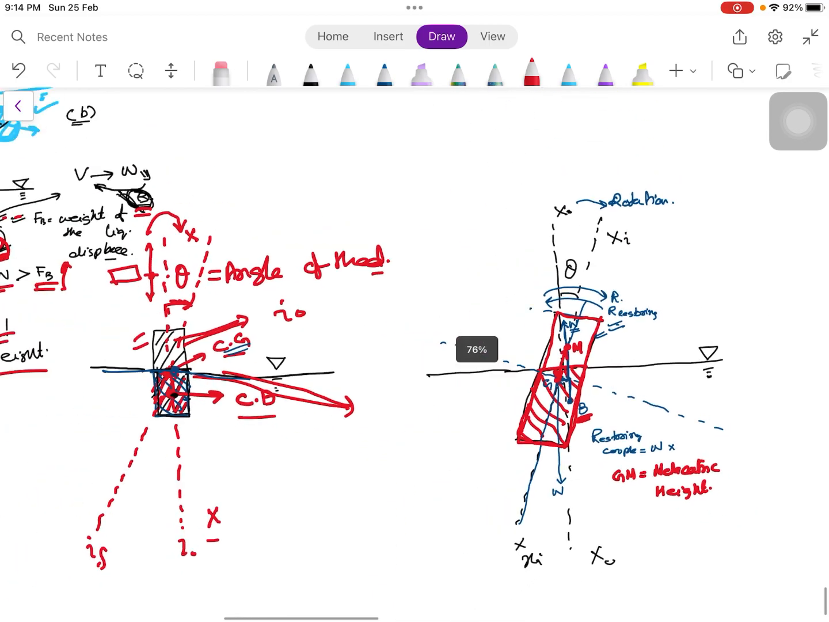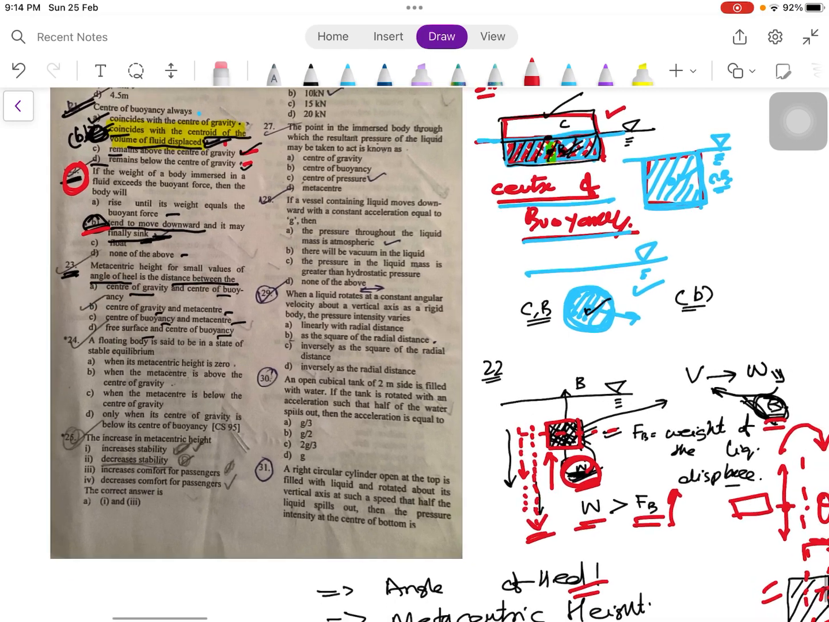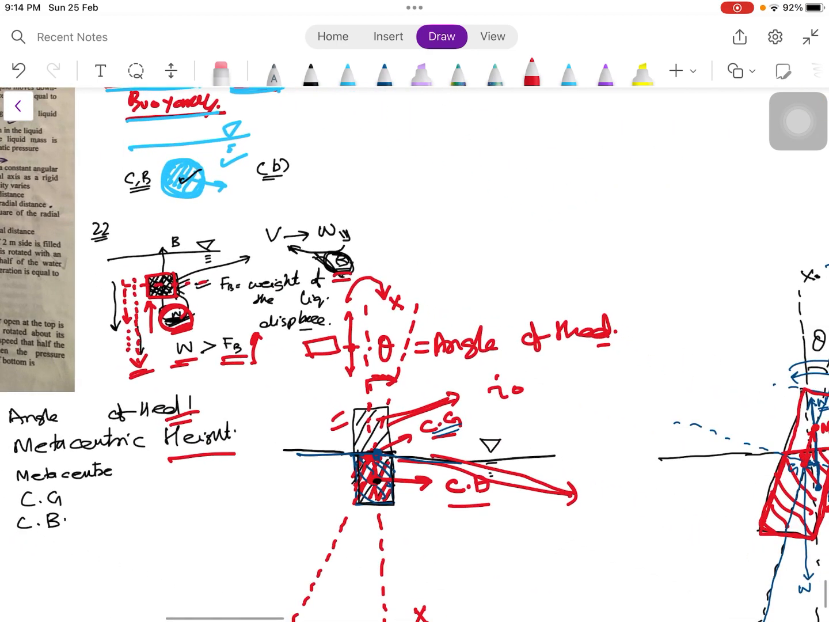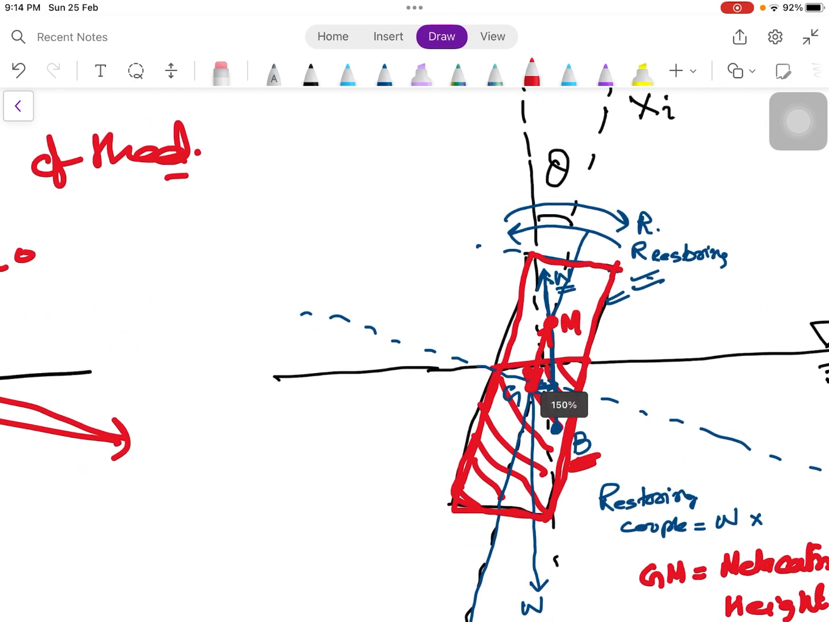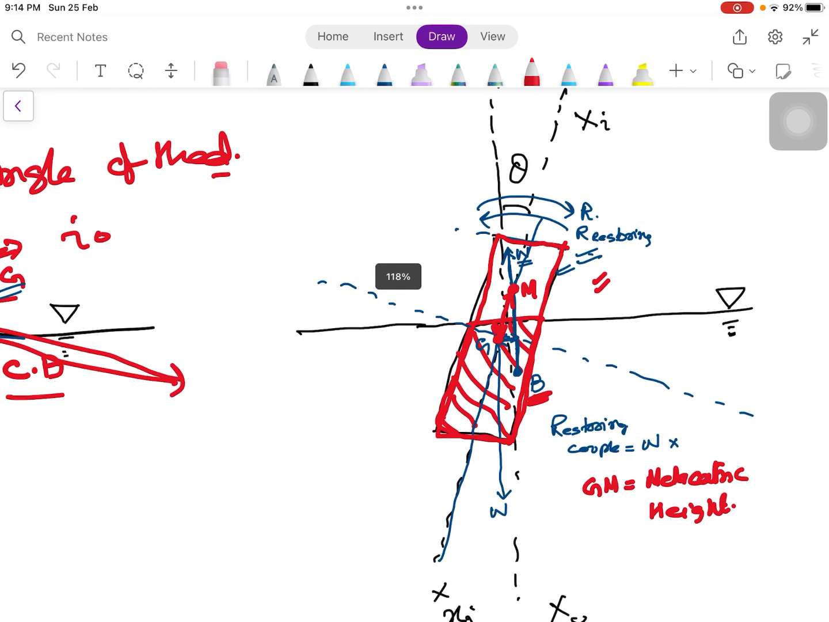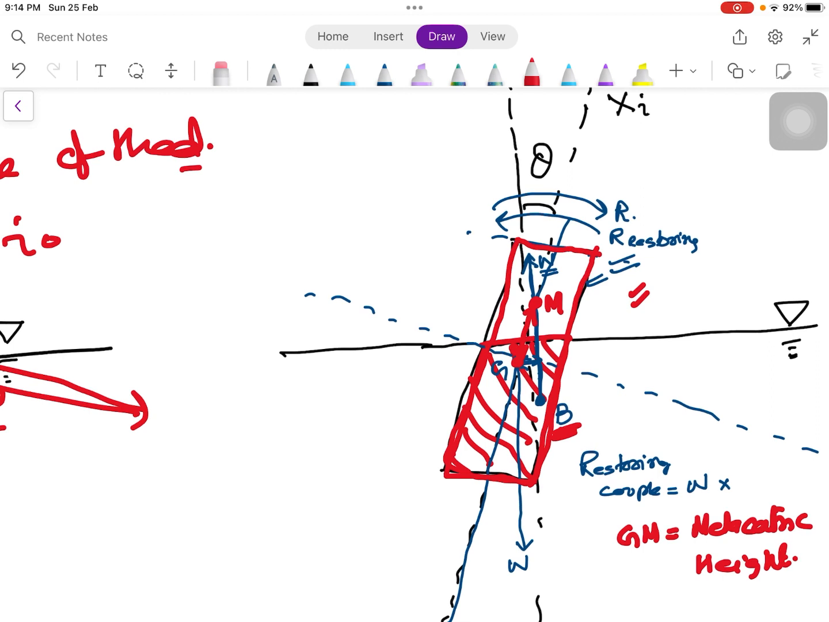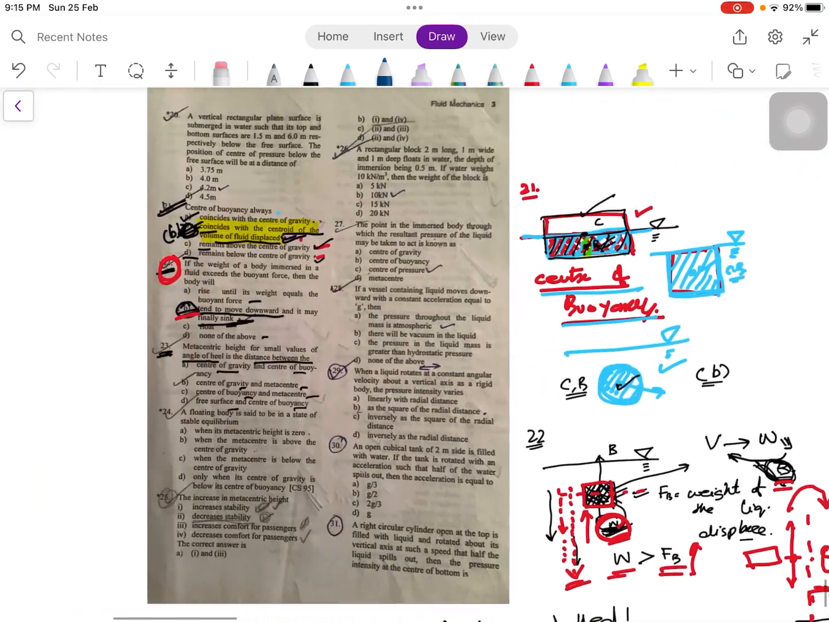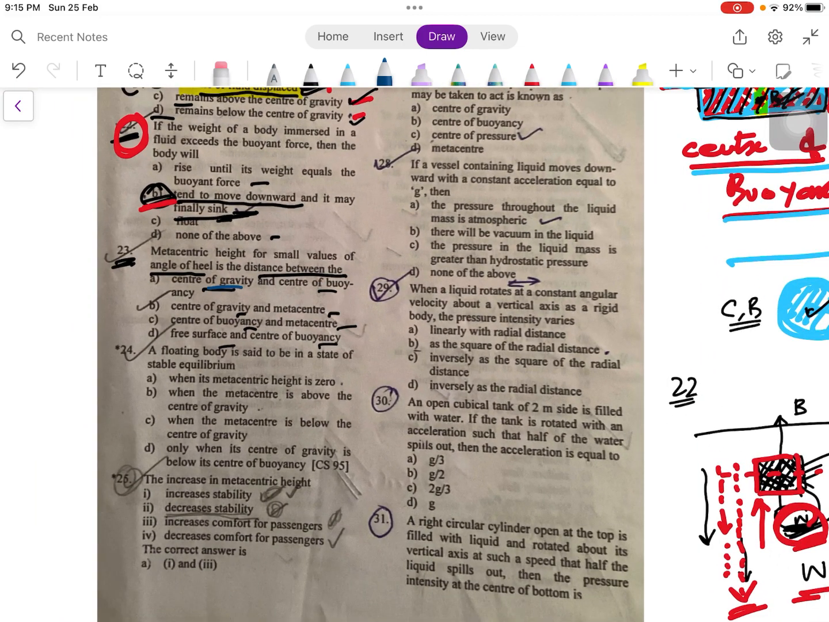So let us get back to the question. The question says that the metacentric height for small values of angle of heel is the distance between. So we have to tell what exactly is the metacentric height, and it is the distance of which of the two points in a flotation or a submergence scenario. The metacentric height is the distance between the center of gravity and the metacenter. Let us get back to the options. The center of gravity and the center of buoyancy, a big no. Then the center of gravity and metacenter, yes, this seems to be the right option. Center of buoyancy and the metacenter, no. Free surface and the center of buoyancy, no.